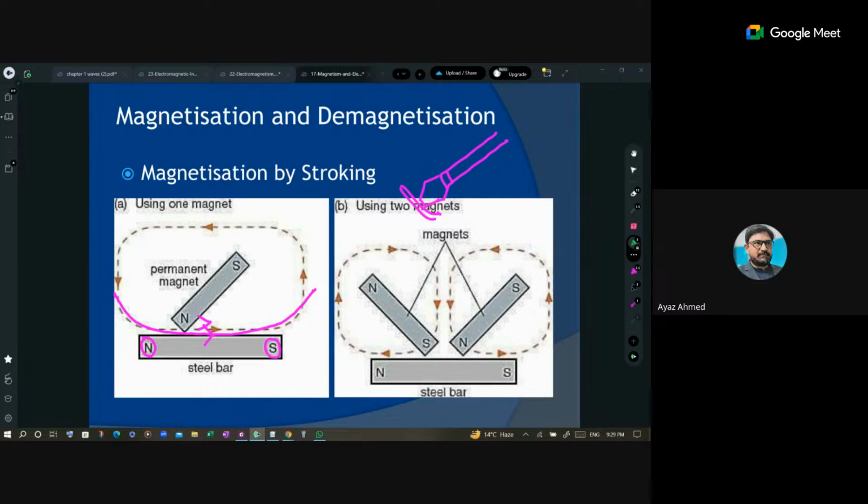So when you are stroking with two hands, what will happen? The end at which a south is stroked gives you a north, and the end at which a north is stroked gives you a south. Okay.